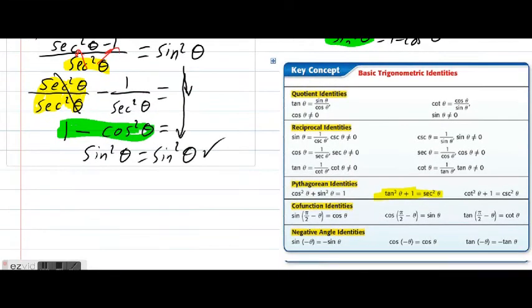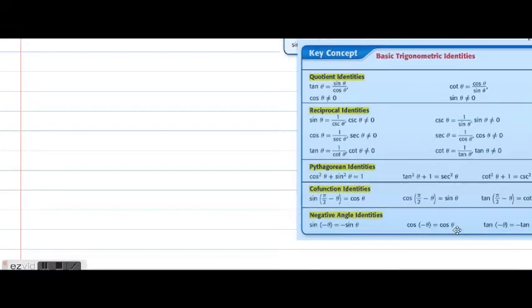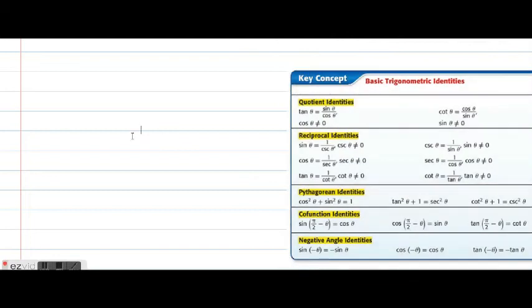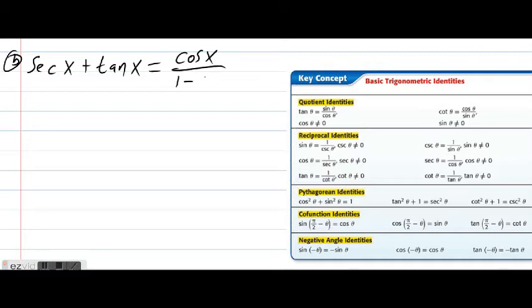Alright, let's try another one. And again, I apologize for dragging this thing all over the place, but it helps. Alright, let's look at another one. Part B. We have secant of x, now, x and theta, exactly the same thing, plus tangent of x is equal to cosine of x over 1 minus sine of x.